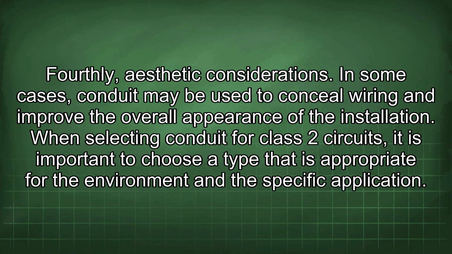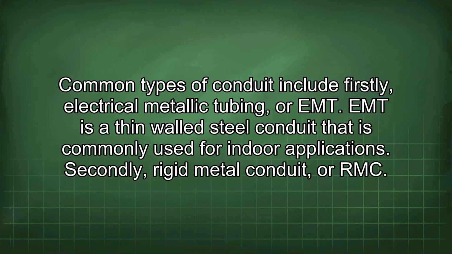When selecting conduit for Class 2 circuits, it is important to choose a type that is appropriate for the environment and the specific application. Common types of conduit include, firstly, electrical metallic tubing, or EMT. EMT is a thin-walled steel conduit that is commonly used for indoor applications. Secondly, rigid metal conduit, or RMC.